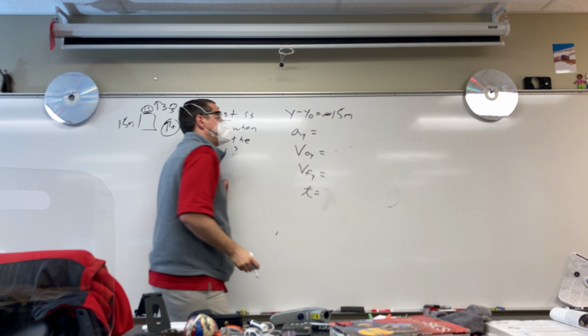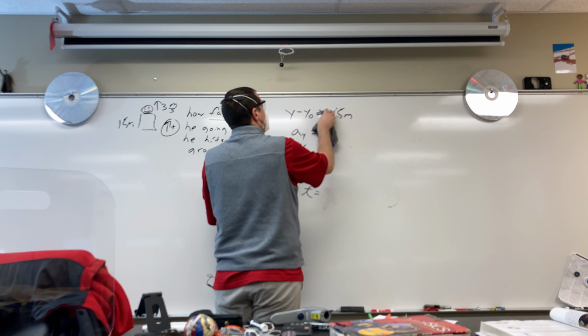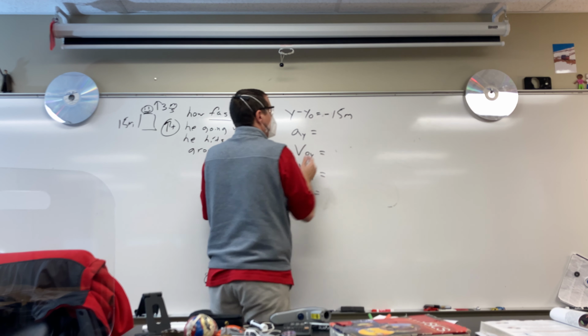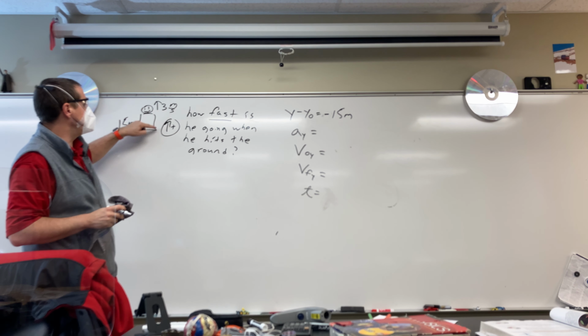There we go. Negative 15 meters. It's just a little messy. Still a little messy. Let's clean that up. Okay, someone's trying to pause and take a screenshot. All right, so we got negative 15 meters because he starts here and he's going to finish down here.